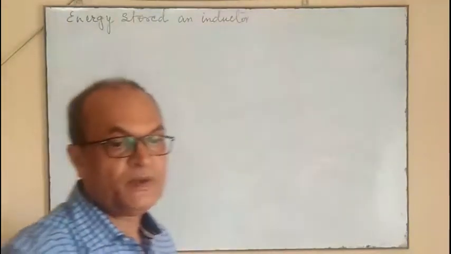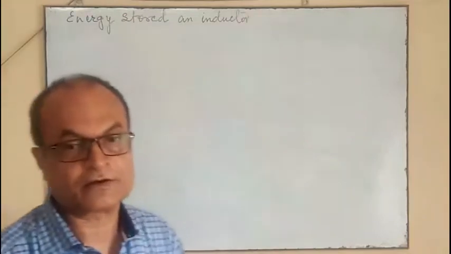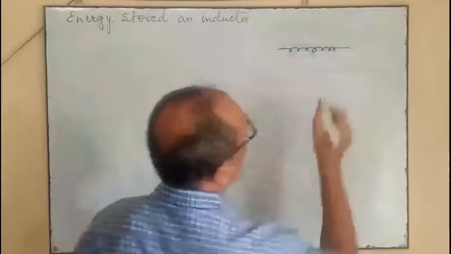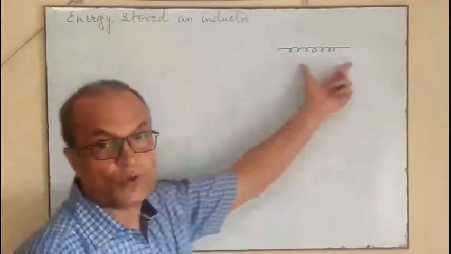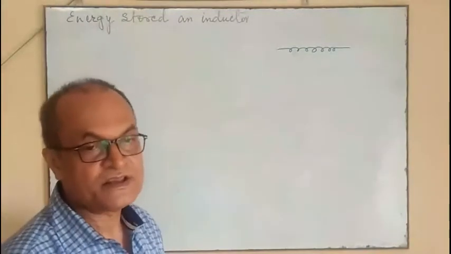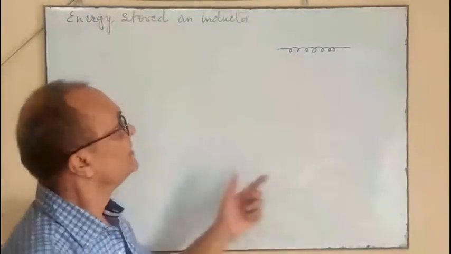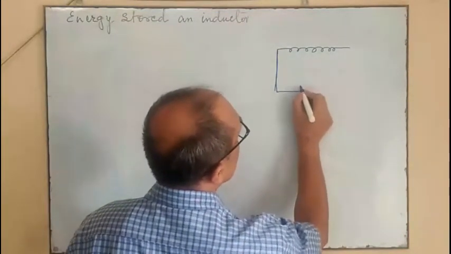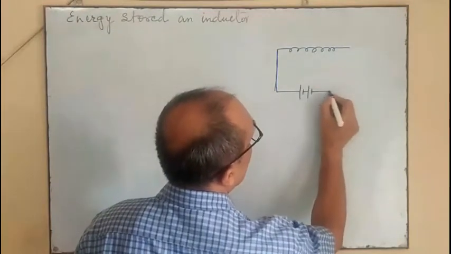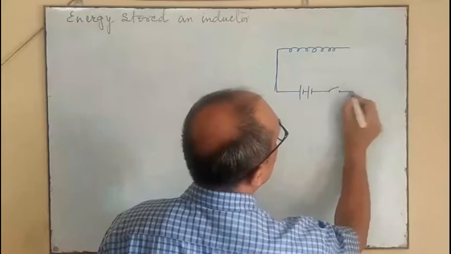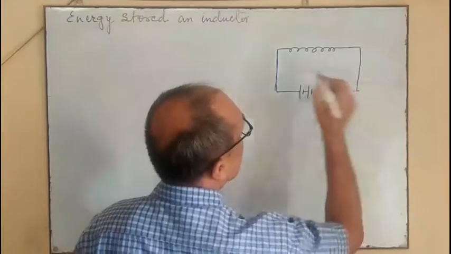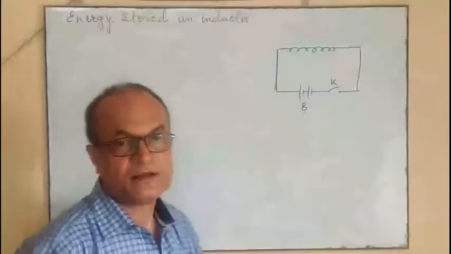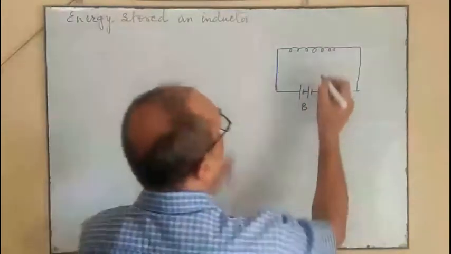First of all, we will take an inductor. This is one inductor whose self-inductance is L, and we will connect it through a power source, a battery, and a key. This is the battery, this is the key, and this is the inductor L.